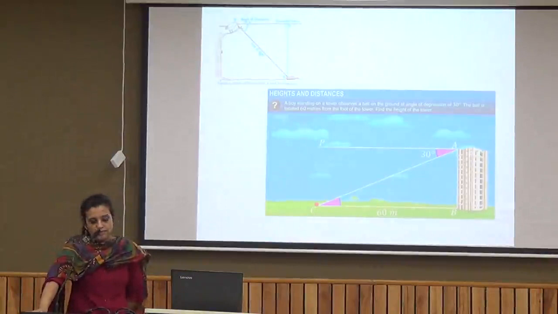The perpendicular here is AB, the base is 60. So tan 30 is going to be AB upon 60, and we'll solve.